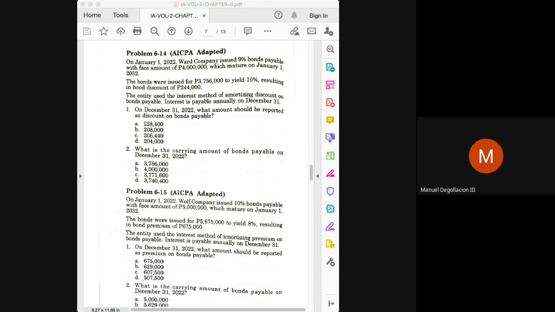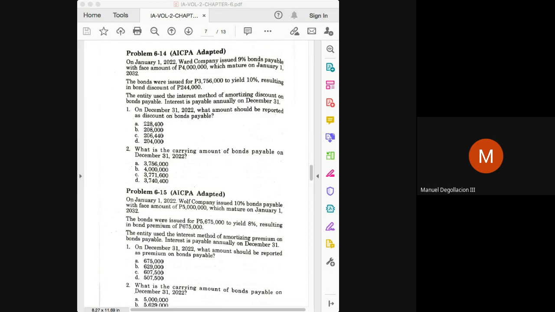Again, to solve for this one, we will have to find our starting or initial bond discount and determine the amount of amortization. And as mentioned earlier, the amortization of the discount would simply be the difference between the agreed fixed interest payment and the interest expense. Now, the question is how much then is the interest expense? Under the effective interest method, the computation of your interest expense would be very straightforward. You will simply have to multiply the previous carrying amount of the bond with the effective interest rate, or in this case, the yield rate.